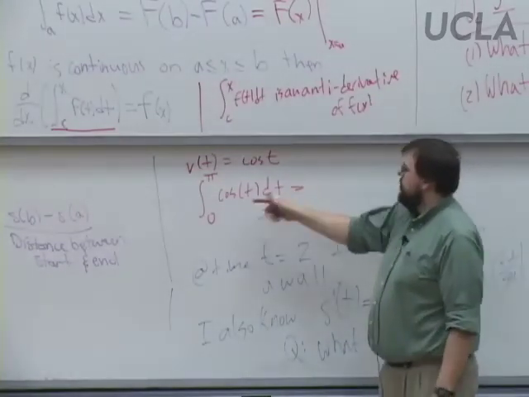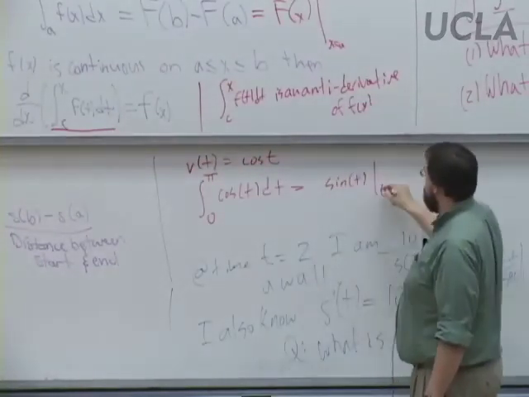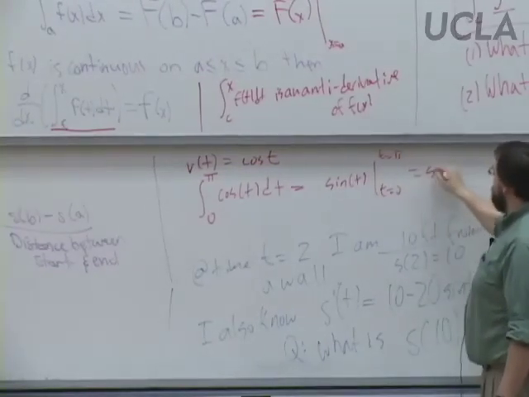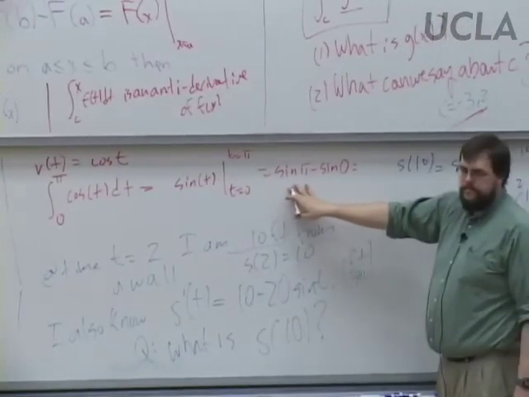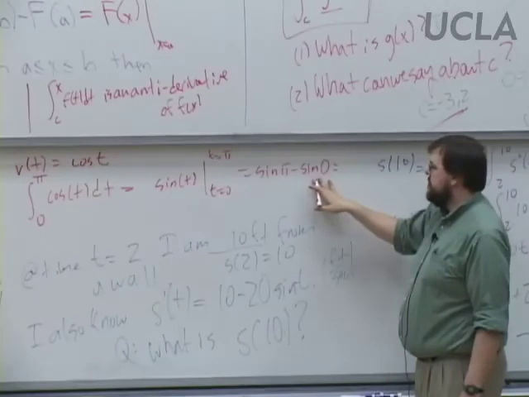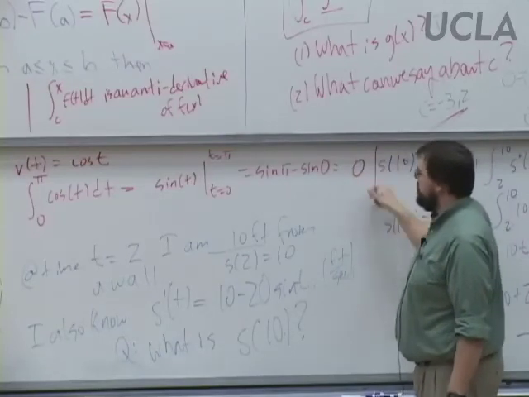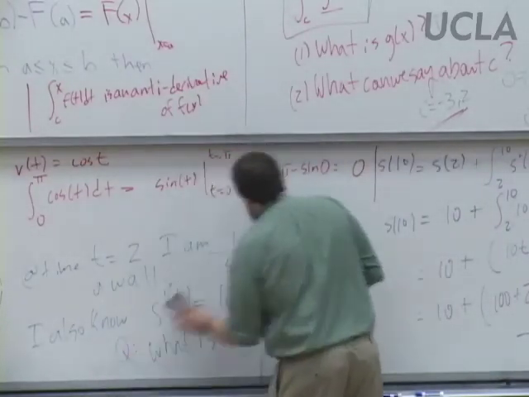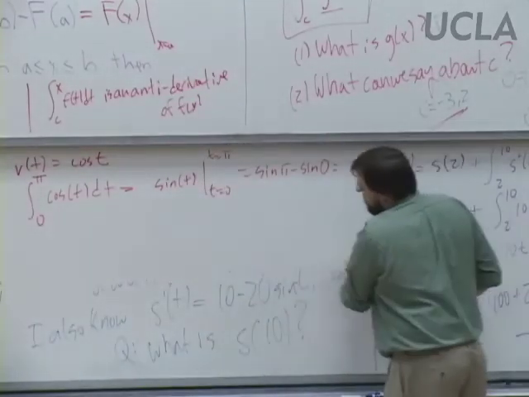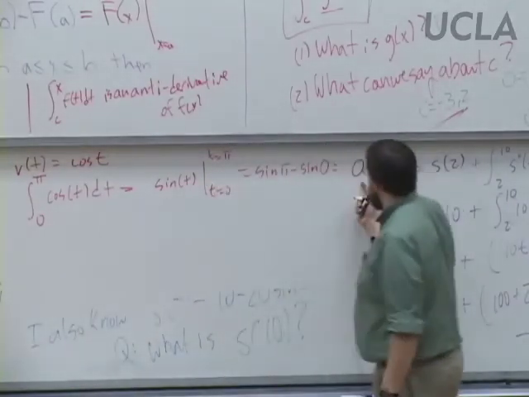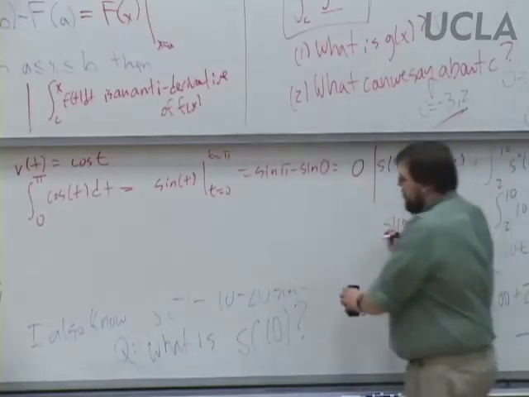Well, we know the antiderivative of cosine is over there on the board. This is sine of t from t equals 0 to t equals pi. Sine of pi minus sine of 0. What's sine of pi? 0. Sine of 0? 0. So this is 0 minus 0, or in other words, it's 0. So what does that tell us? Well, it tells us if our velocity is cosine, and we go from time 0 to time pi, and we got 0 out, what does that tell us about where we started related to where we ended up? We ended up in the same place.